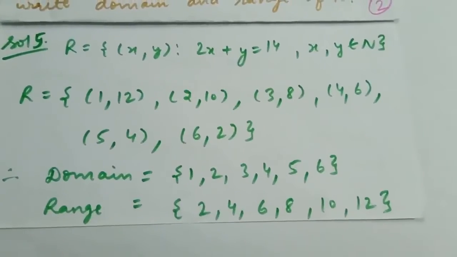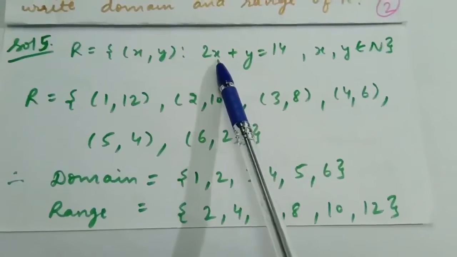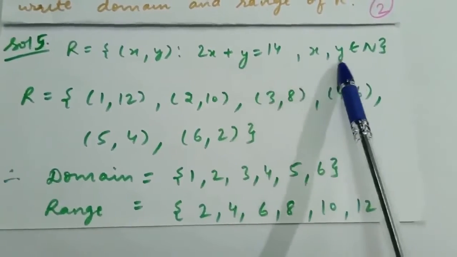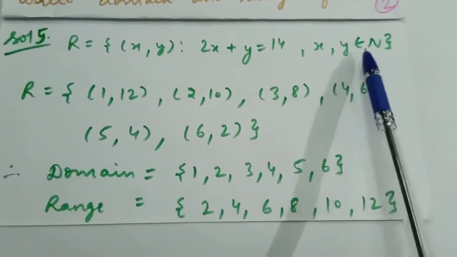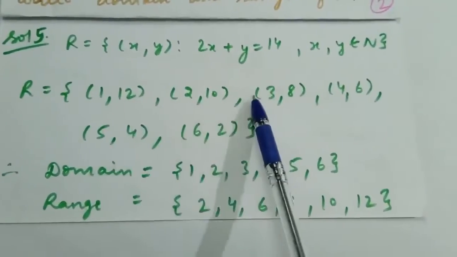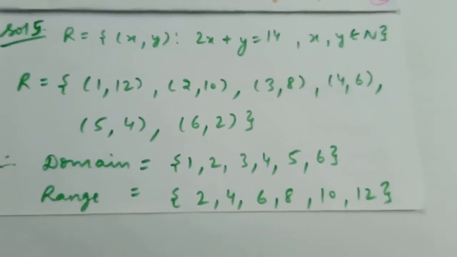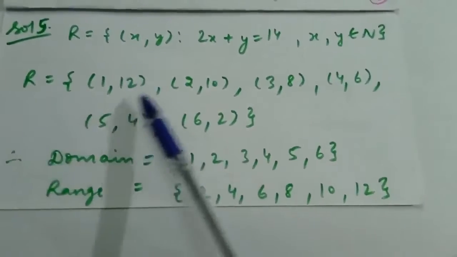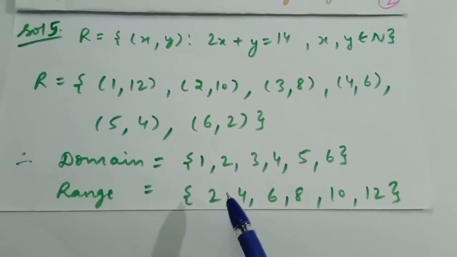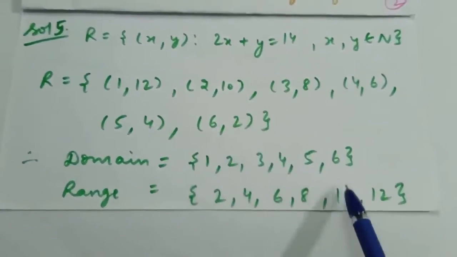Now we cannot take x as 7 because when x is 7, you will put it here. When x is 7, y is equal to 14 minus 14, which is 0. But y also belongs to natural number. So y cannot be 0, therefore x cannot be 7. So we have only these ordered pairs in the R. Now domain will be the first element of all the ordered pairs. So 1, 2, 3, 4, 5 and 6. And range will be the second element of the ordered pairs. So range will be 2, 4, 6, 8, 10 and 12.